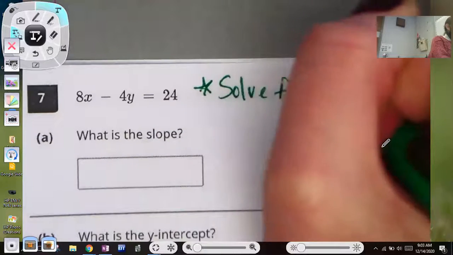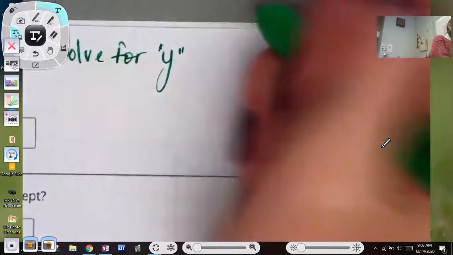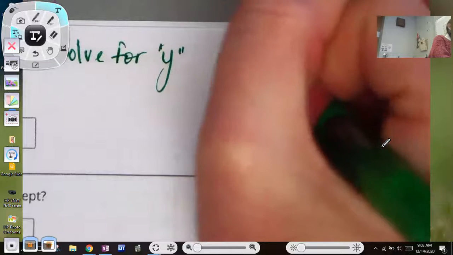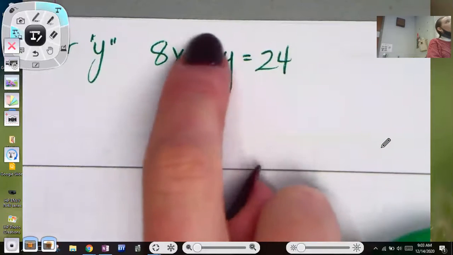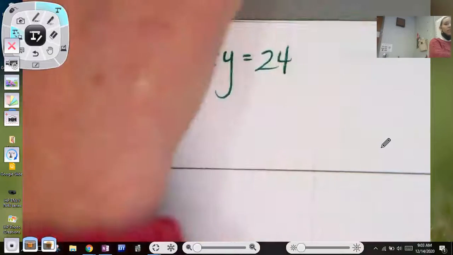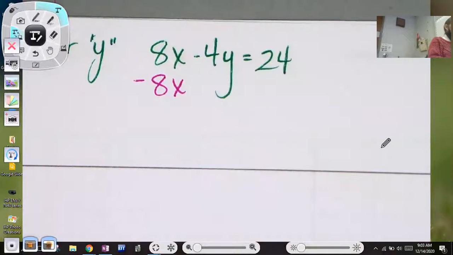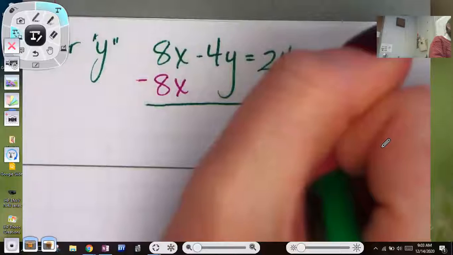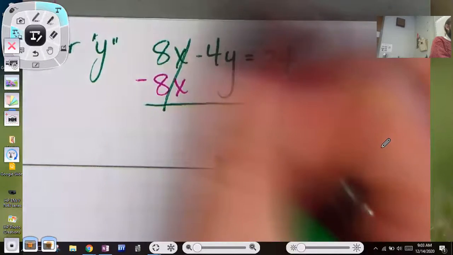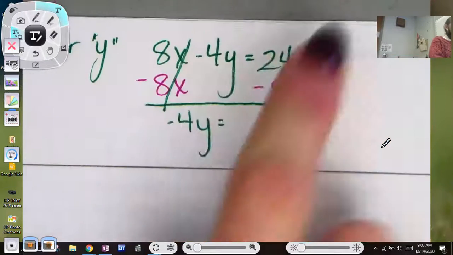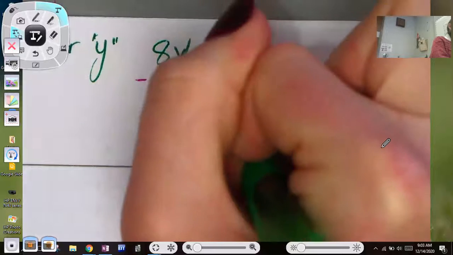Okay, so I'm going to come over here. I have 8x minus 4y equals 24. If I'm solving for y, I start with the term that is furthest away. How do I get rid of a positive 8x? Minus 8x. I do it to one side, I've got to do it to the other side. What happens to my 8x? They cancel out. I bring down my what? -4y. Negative 4y. Good. Can I combine these two terms? Nope.